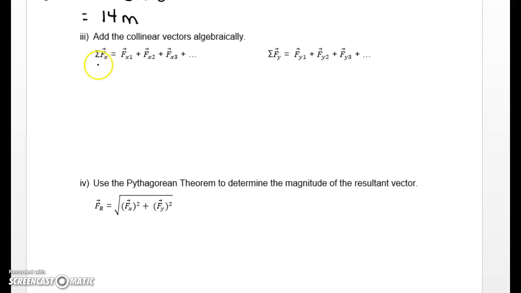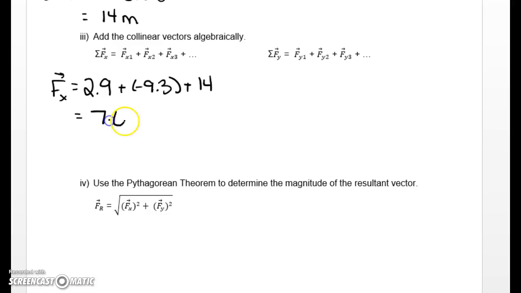So what we're going to do is add up our x components first. So this will be the total x change from where you originally started. So you're going to take your first component, which is 2.9, add it with that negative 9.3, and then add it with that 14. So 2.9 plus negative 9.3 plus 14 is 7.6.